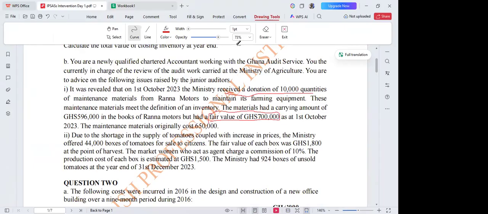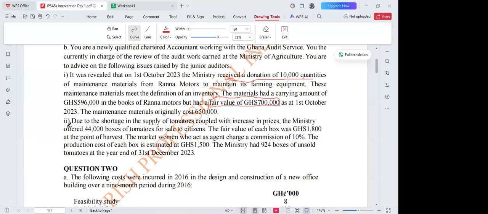Is there a question on this? Kwesi, I think your hand is up. Do you have a question? Okay, that's fine. So let's move on to II. Read up II for us.